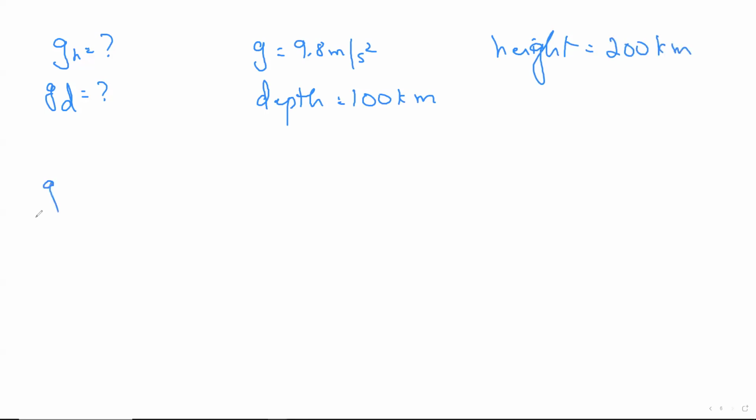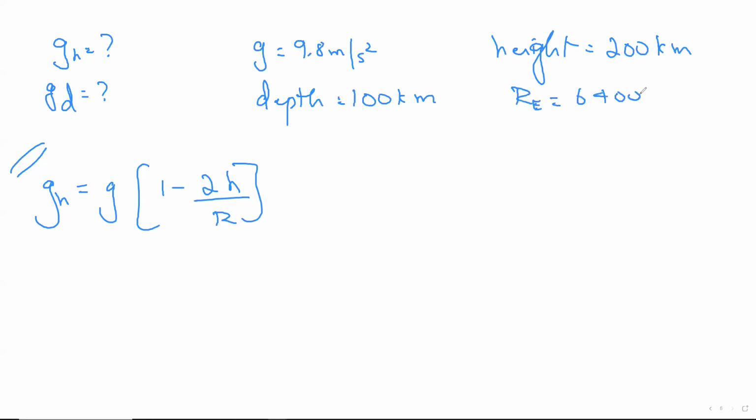So to find g_h, we'll write g_h equals g into 1 minus 2h by R. That's the formula. R_E is not given, it's fine, it's 6,400 kilometers. You've got to remember that. Since it's in kilometers, make sure you show the conversion. Important. g is 9.8, open bracket, 1 minus 2 into 200 gives me 400.